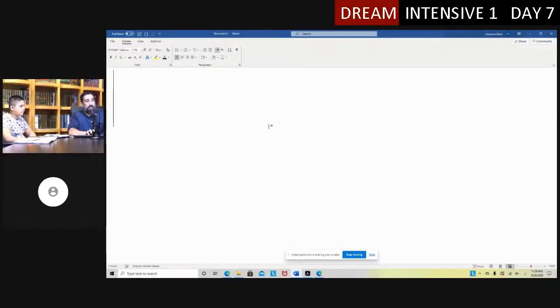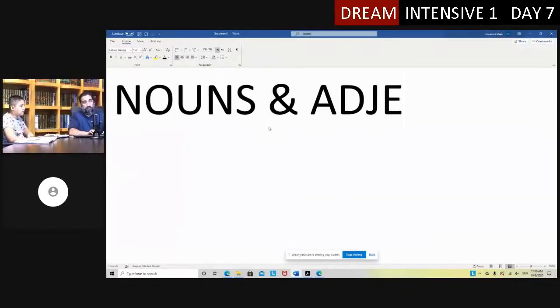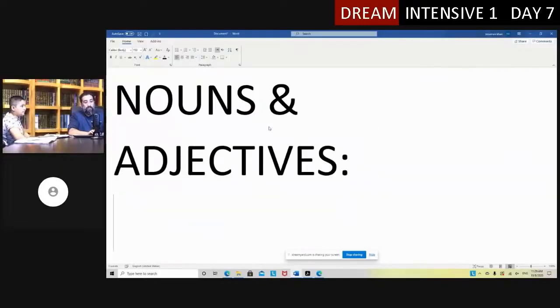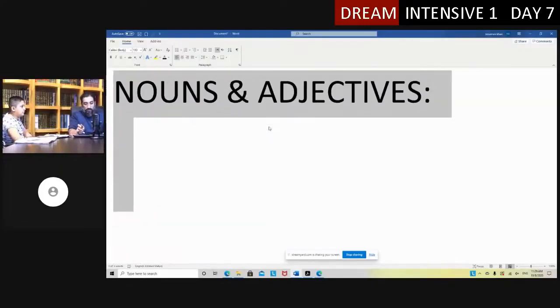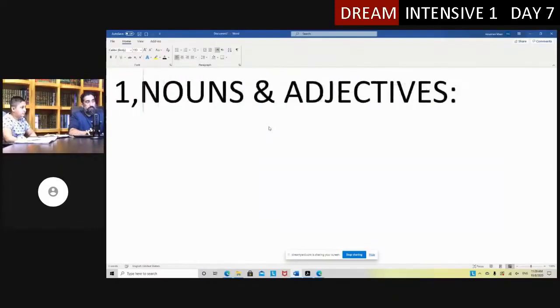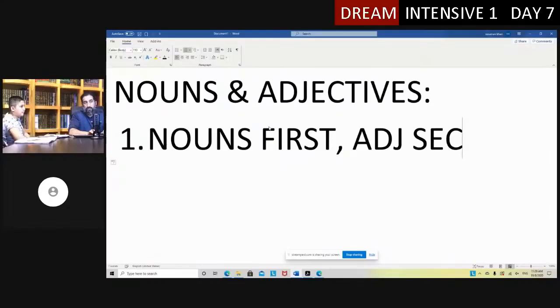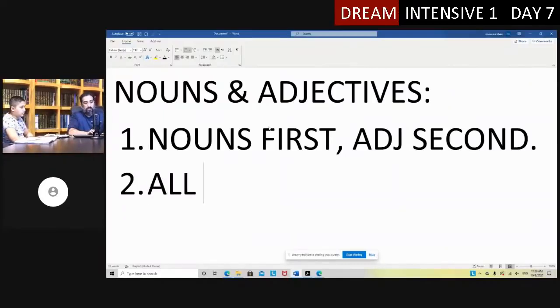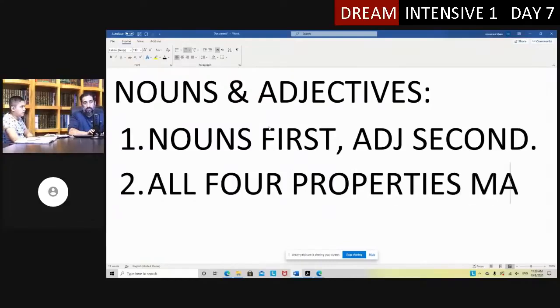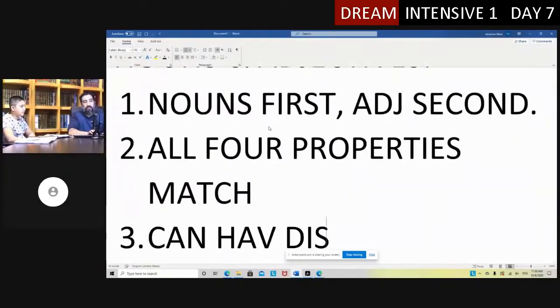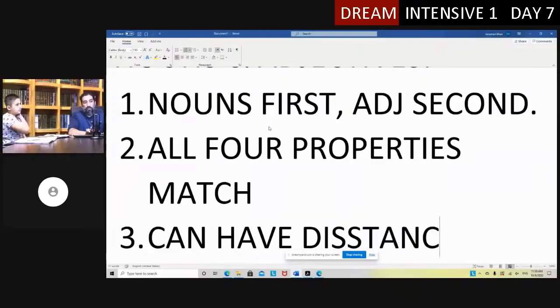So this is our study of nouns and adjectives. You're not writing this yet. I just want you to think through this. Number 1. Nouns first, adjectives second. In English, it's flipped, right? How many properties must match? 4. All 4 properties match. Can have distance or no? Yes, can have distance.